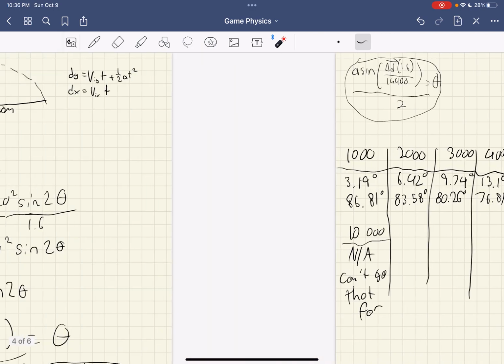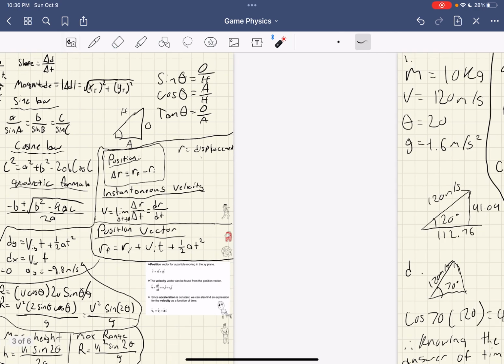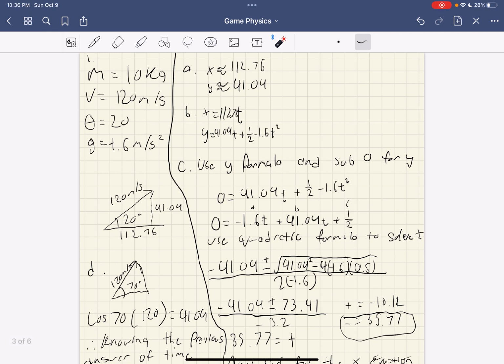Let's get started. So we'll go back to the first page. This is my formula sheet. Didn't use all these formulas, but yeah, this is what I'm going to be showing off that I used. So for the first question, it's the first test launch.